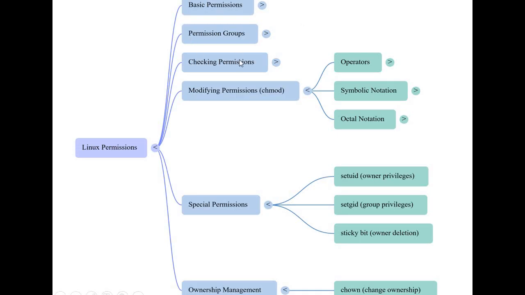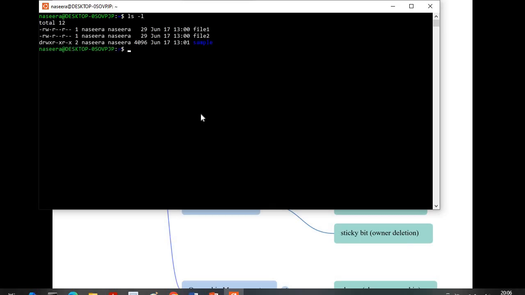Let us check the permissions. Here is the command ls -l that displays the file structure permissions for files and directories in the present working directory. The first character indicates whether it is a file or directory. The next three characters indicate what are the permissions for the user. Next three characters indicate what are the permissions for group, and last three characters indicate what are the permissions for others.